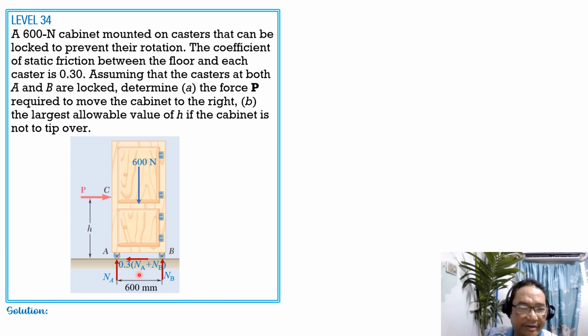So from the figure, summation forces Y equals 0, and Na plus Nb equals 600. Then summation forces X to solve for P. So P equals 0.3 of quantity Na plus Nb, and since Na plus Nb is 600, P is equal to 180 newtons. That's for part A.